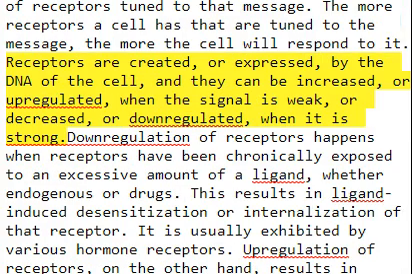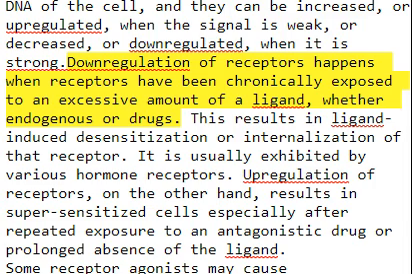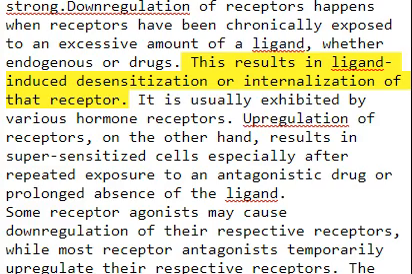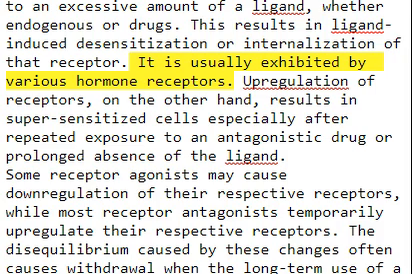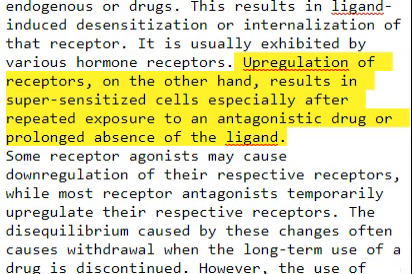Receptors are created, or expressed, by the DNA of the cell, and they can be increased, or upregulated, when the signal is weak, or decreased, or downregulated, when it is strong. Downregulation of receptors happens when receptors have been chronically exposed to an excessive amount of a ligand, whether endogenous or drugs. This results in ligand-induced desensitization or internalization of that receptor. It is usually exhibited by various hormone receptors. Upregulation of receptors, on the other hand, results in supersensitized cells, especially after repeated exposure to an antagonistic drug or prolonged absence of the ligand.